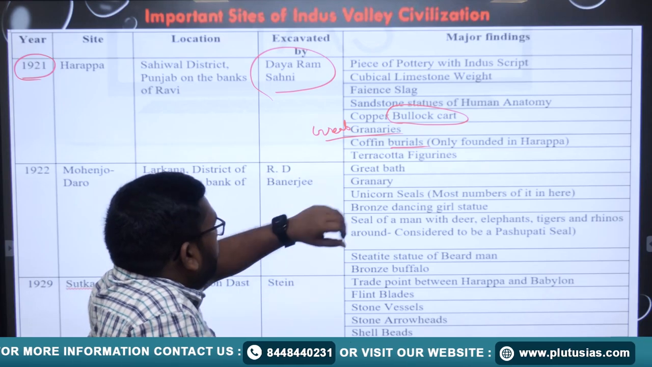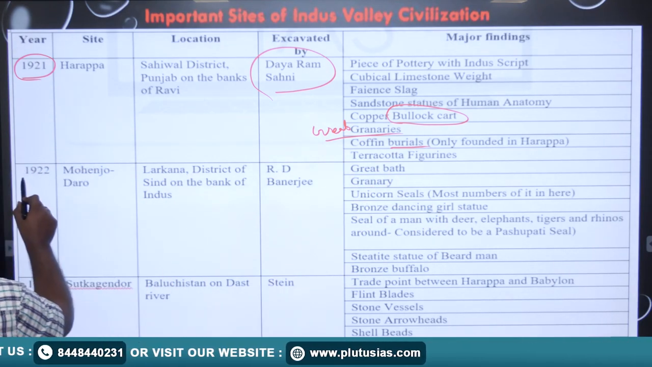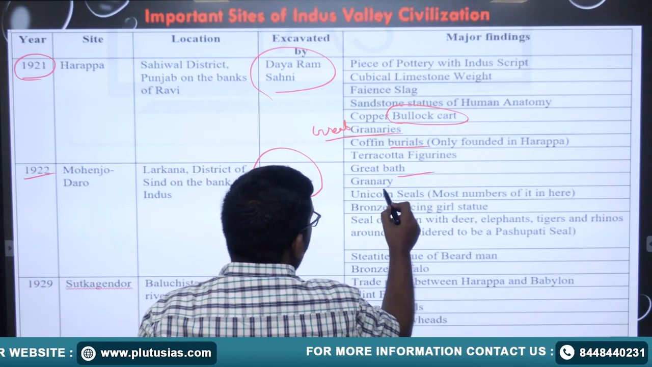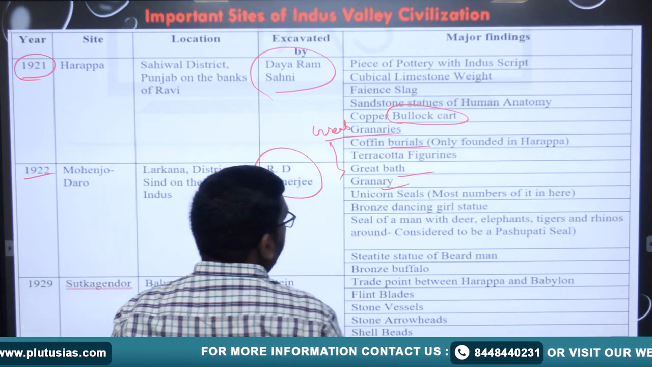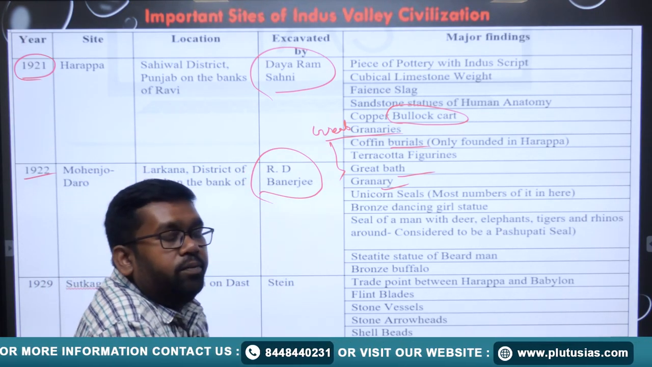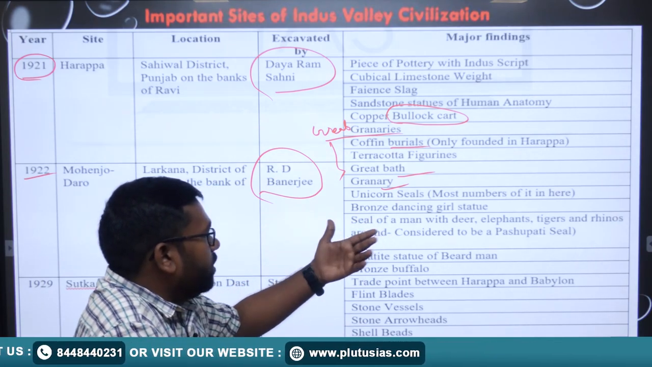Then in Mohenjo-daro, which was discovered in 1922 by Rakhal Das Banerjee, there are terracotta figurines. It has a great bath. They had a great granary. They have the unicorn seal, most of which are found here only. We have found the dancing girl from Mohenjo-daro only. We have a seal of a man with deer.